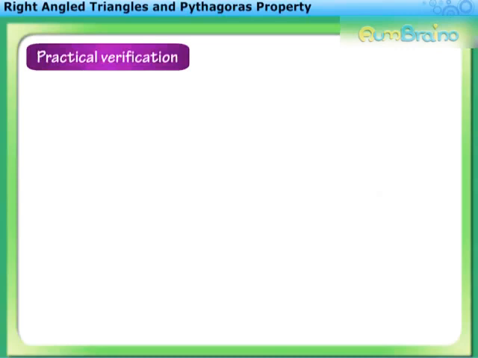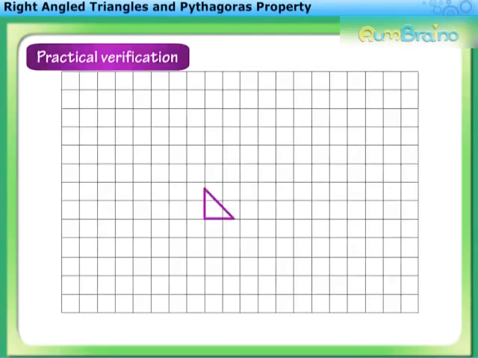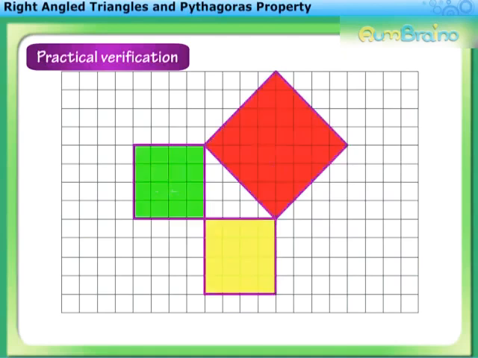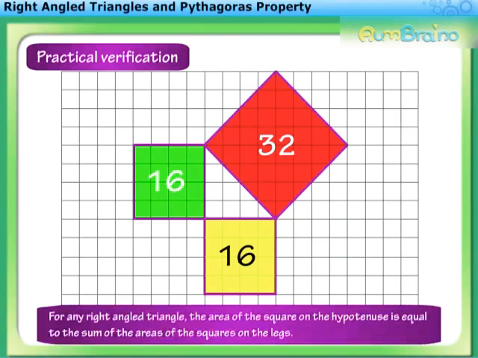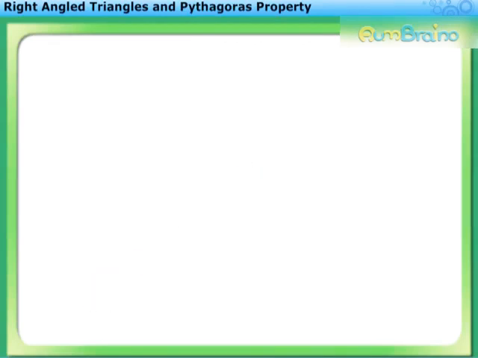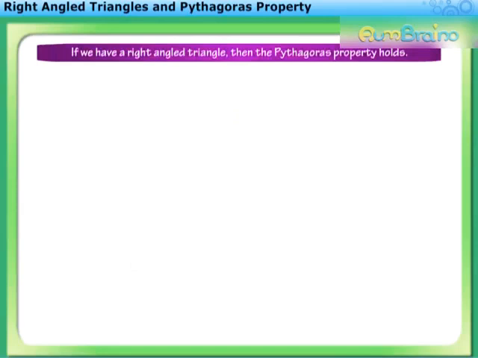Draw a right-angled triangle on a square sheet of paper, as shown. Construct squares on all the 3 sides of the triangle. Now compute the area of these squares. On computing, we find that, for any right-angled triangle, the area of the square on the hypotenuse is equal to the sum of the areas of the squares on the legs. We have just verified that, if we have a right-angled triangle, then the Pythagoras property holds.